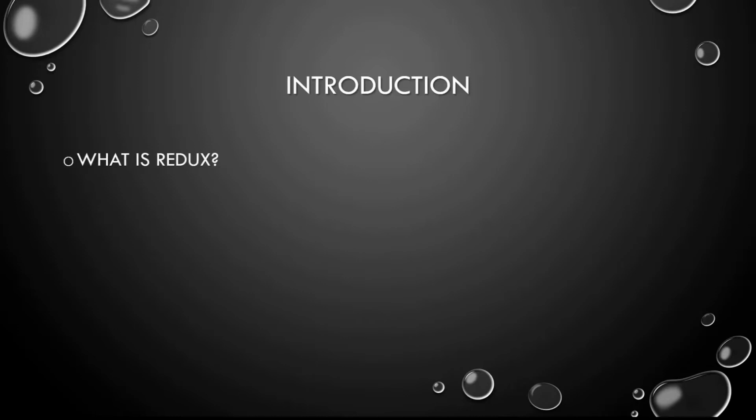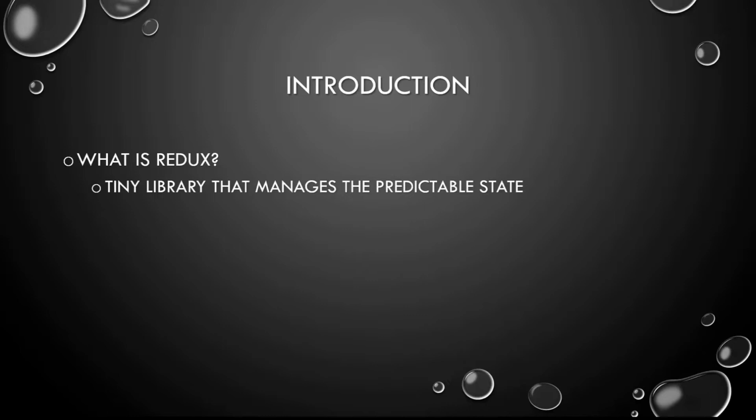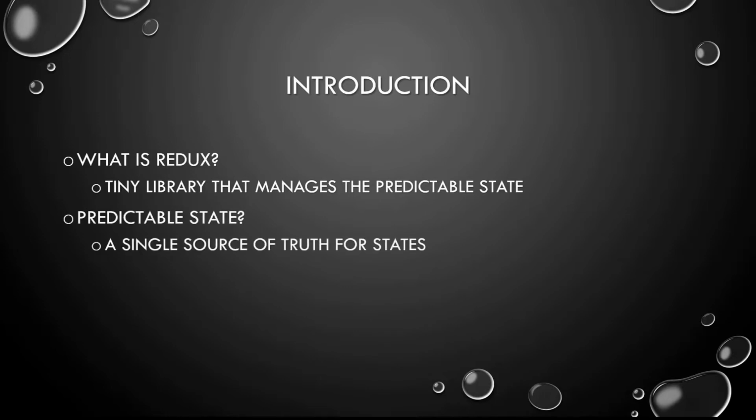What's Redux? It's a tiny library which is used to manage the predictable state for JavaScript web applications. Well, what's a predictable state? Basically, it's a store object which contains all of your states in one place. So this can be states for any one of your components, like the UI components or server responses.